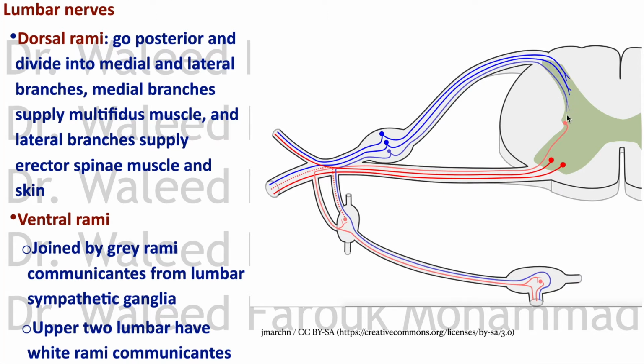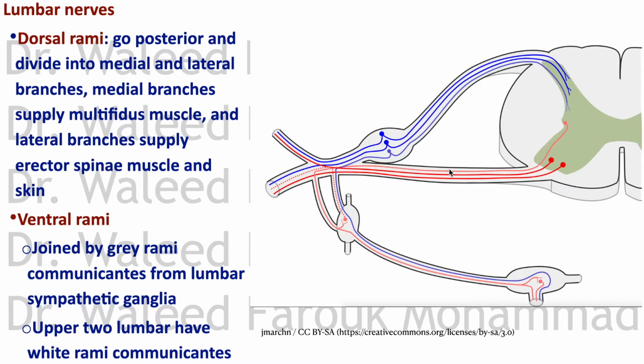This is the intermediate horn. Remember the one we talked about in sympathetic outflow from T1 till L2. So in the upper 2 or 3 lumbar nerves, you will find white rami communicantes. That is the outflow of sympathetic. See that? White ramus communicans to the sympathetic chain, and from it a gray ramus communicans to the nerve to distribute the sympathetic outflow with it.